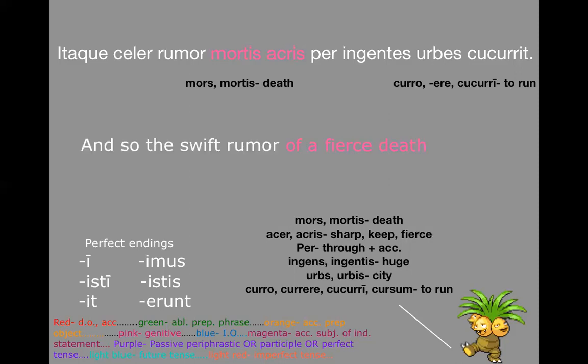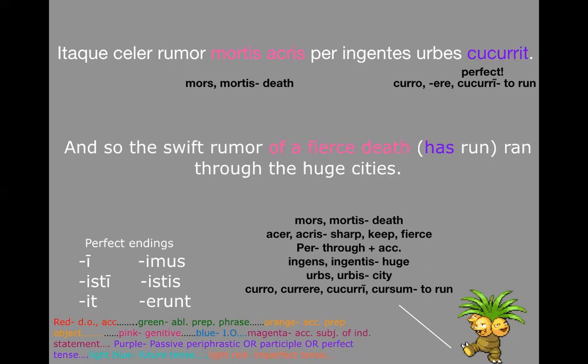And then at the end, I see something about per and gentes urbes, something about cities. But concurrit from currere, rather, at the bottom there, the editor is glossing it, the last word, means to run. And when it gets this doubled up first syllable, when it goes from curro to cucurri, that's when you know it's perfect tense. And so that's going to be like ran or has run. So the swift rumor of a fierce death ran through the huge cities.